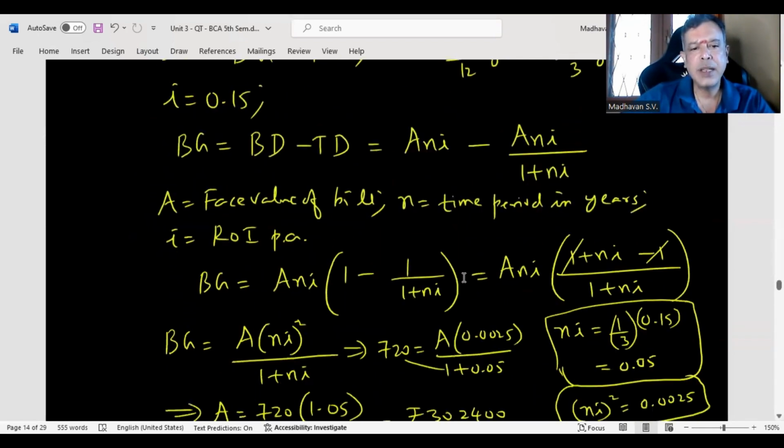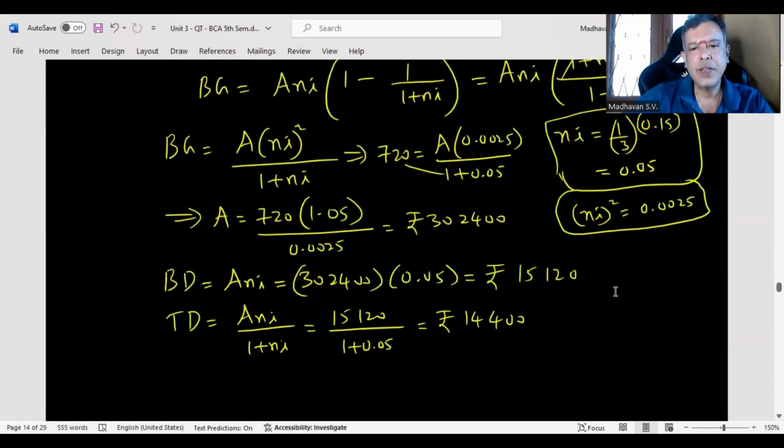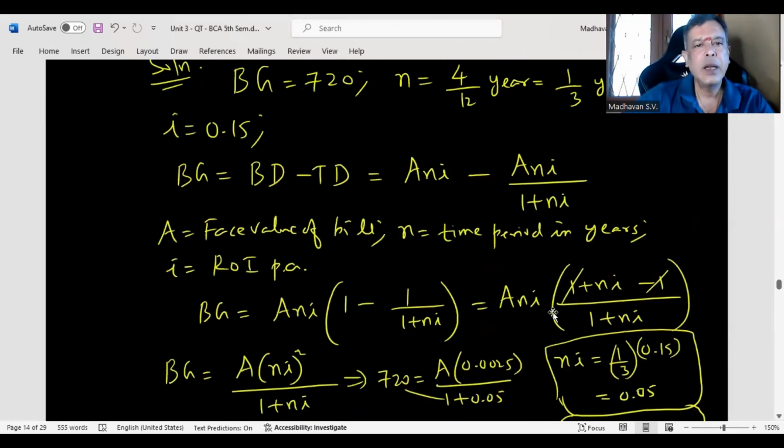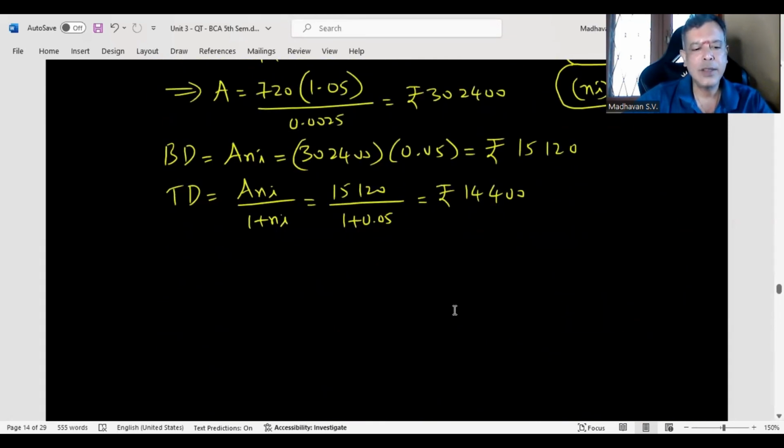So that's all these things they asked. Face value of the bill is nothing but your A value. Banker's discount we calculated as 15,120, and then true discount we also calculated. So that is the solution for this particular problem.